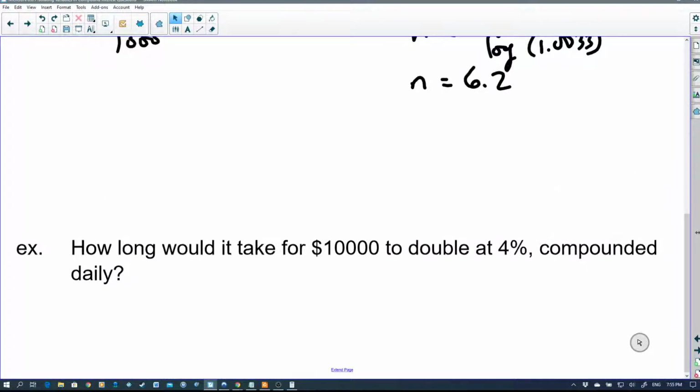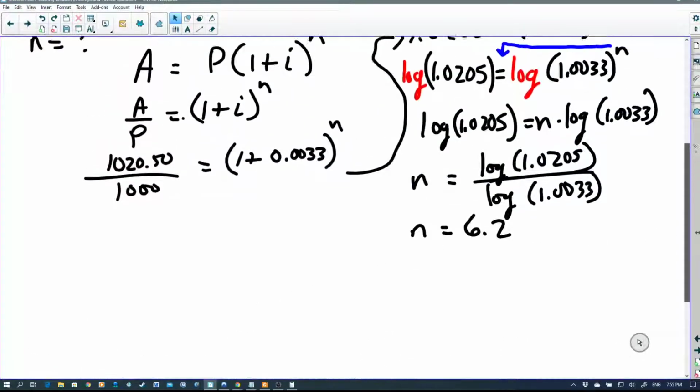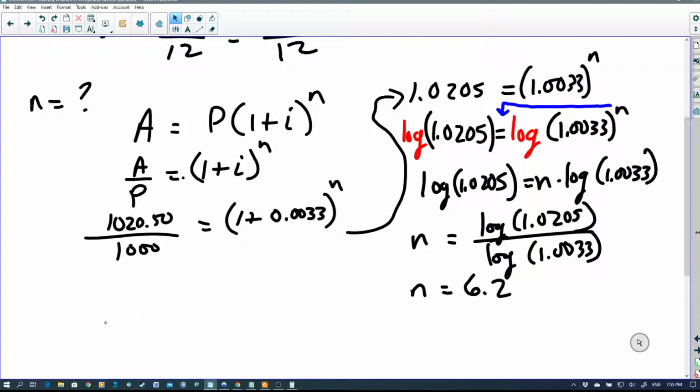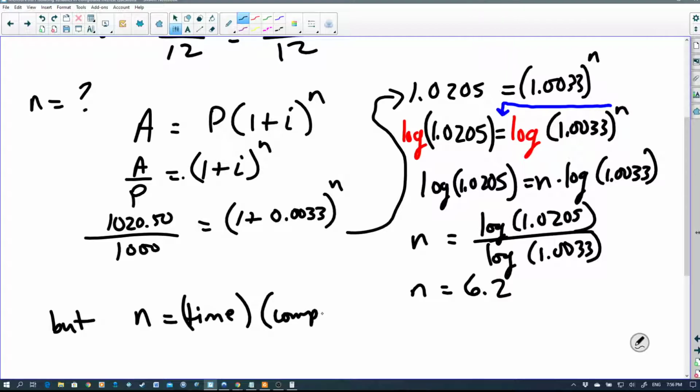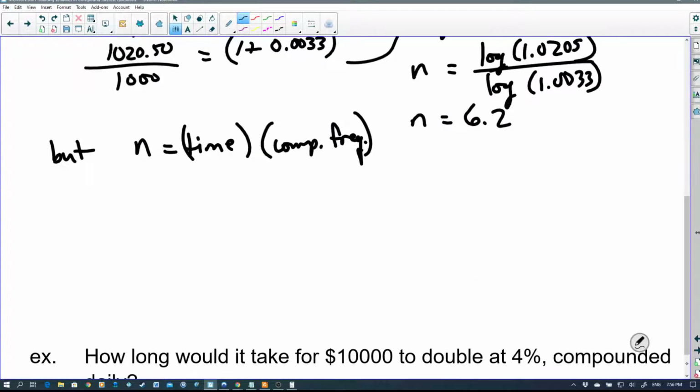But n is not time. n is time times the compounding frequency. And in this case, the compounding frequency was 12 because it's monthly. So to rearrange to get time all by itself, I'm going to have to divide n by the compounding frequency, which we normally multiply by with n. It's because we're isolating the time value.